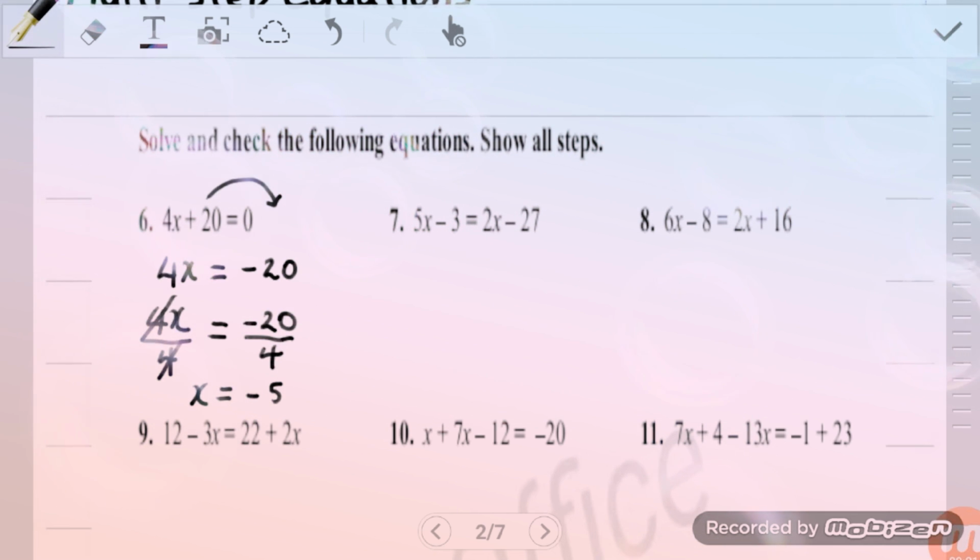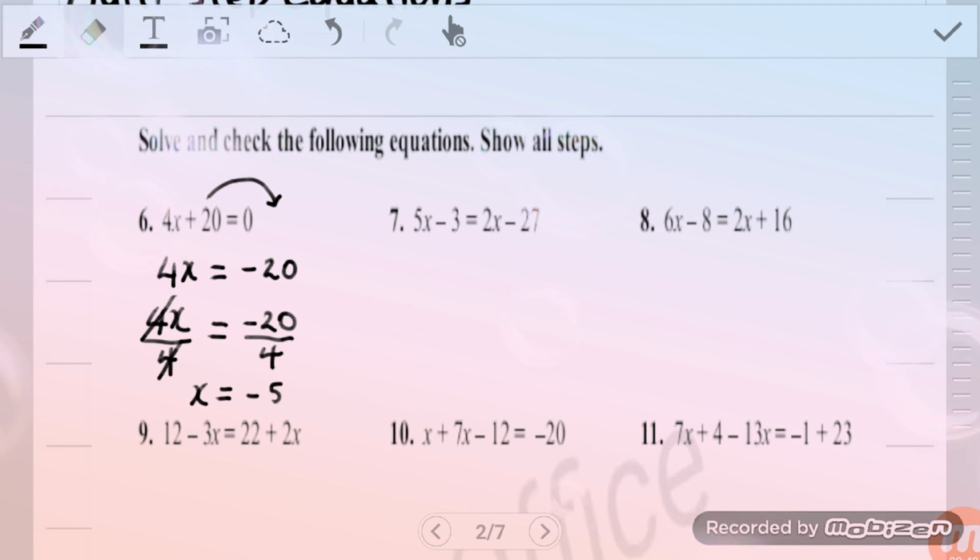But what we can do here is that the first aim is to try to get the variables on one side of the equation. Now you have a choice here. You can transpose the 2x to the left side, or you can transpose the 5x to the right side.